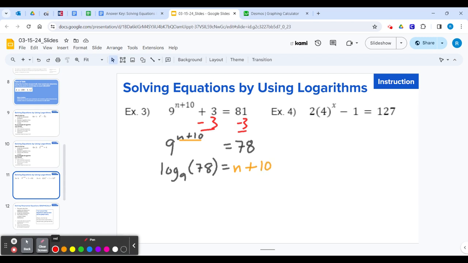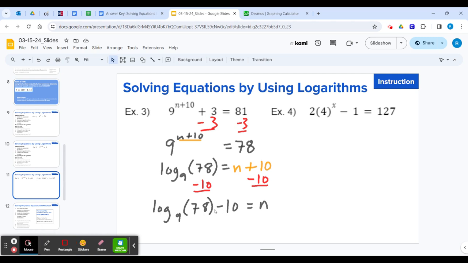And then I want to get that n all by itself, so I'm going to subtract 10 from both sides. I can't combine that log with the 10, so it's just going to be written out as if they were unlike terms. Log base 9 of 78 minus 10 equals n. Now I have a nice expression here on the left that will give me what n is equal to.